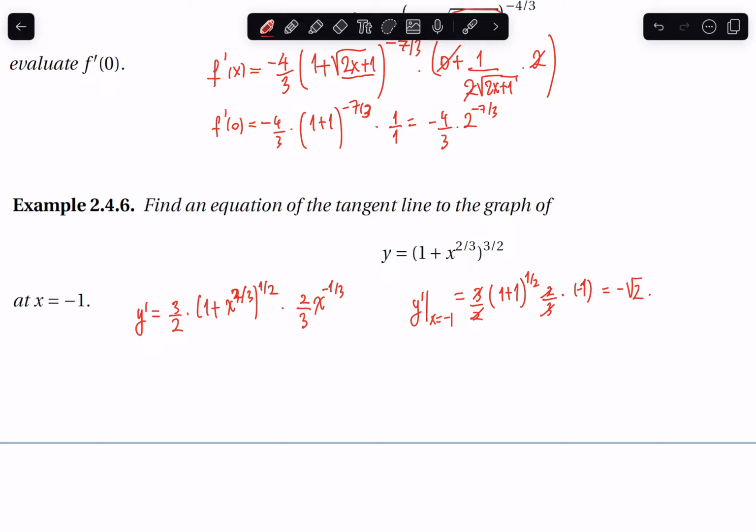And how do we find the equation for the tangent line? So we have to compute the y value corresponding to x equals -1. So when x is -1, y is (1 plus the square of -1, which is 1) to the 3 over 2. So this is 2 square root of 2. Okay, now we can write the equation for the tangent line, which is something like this. X minus -1 is x plus 1.